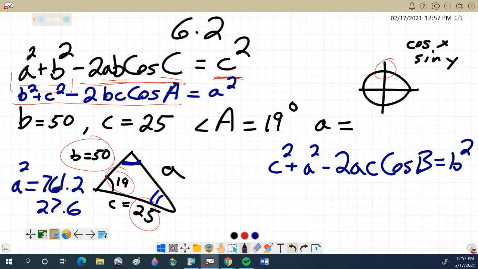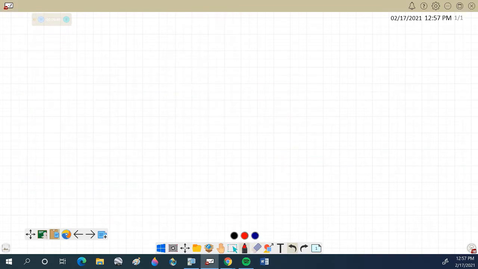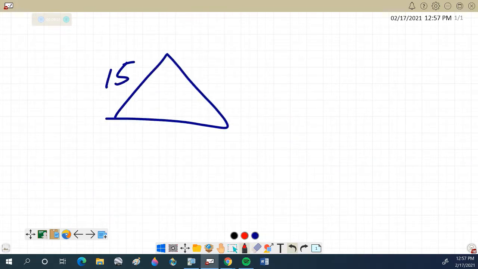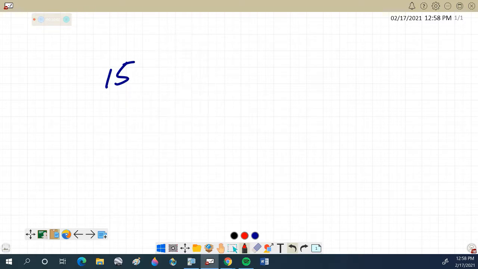So think back to your geometry days. Side, angle, side. Okay? But what if you're given something like this? Let's do 30. And no, actually we don't want to do that yet. Sorry.